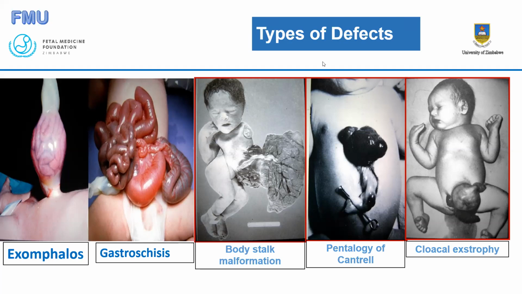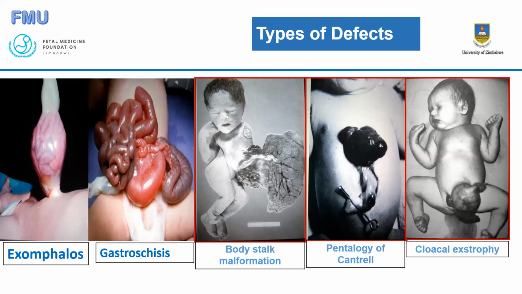Right. Then the next condition, you can see gastroschisis is easy. The bowels will be outside when the baby is born. So very easy to distinguish from exomphalos. Exomphalos always has a membrane, a very nice membrane there. Then we have gastroschisis. Then we have the body stalk malformation.